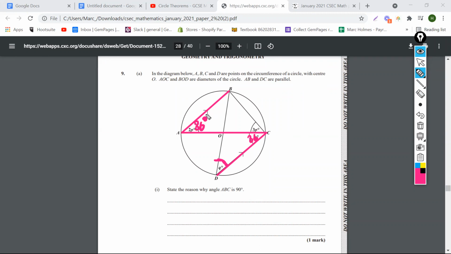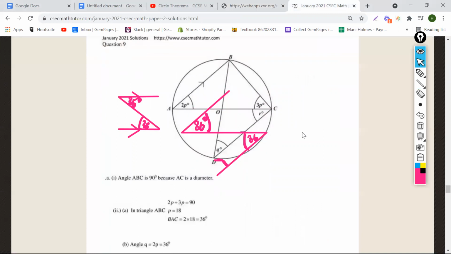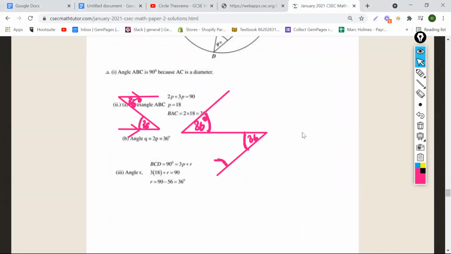Here is 36. But anytime you have two parallel lines and you have a Z, the angle in here is always the same. So if here is 36, guys, then right here is also 36. Yeah, right there would definitely be 36.